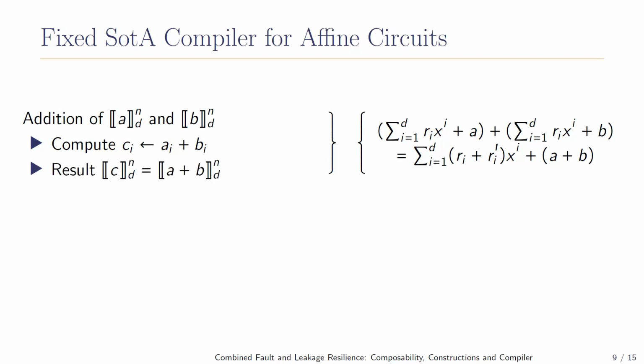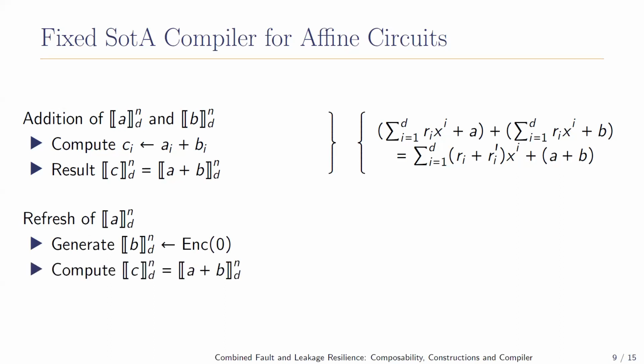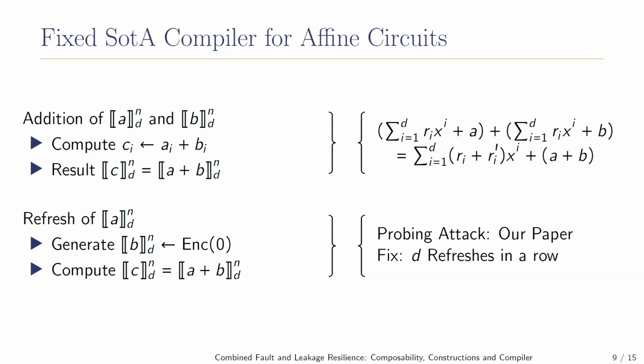And the refresh I just showed you before, that re-randomizes the encoding such that the decoding is still the same, simply takes as input this encoding of A, generates an encoding of 0, and adds it shareways to A, and this is then a refresh. In our paper, we show that this simple construction has an attack. For the details, I would like to refer to the paper, but we also provide a fix because we have to generate d encodings of 0 to have the security properties that we need.